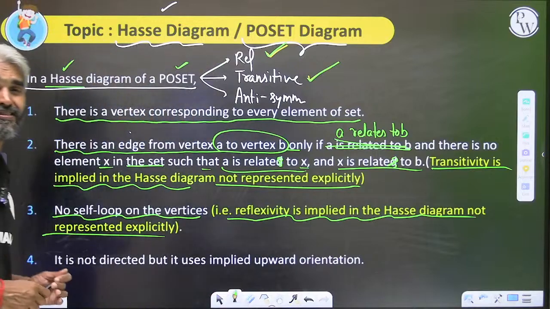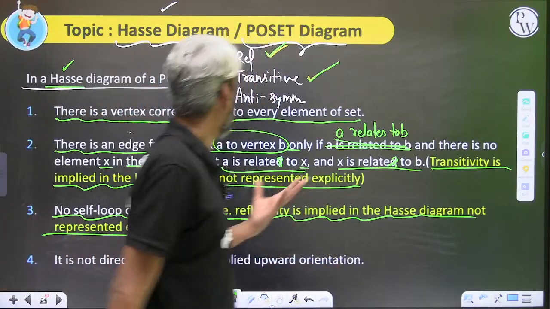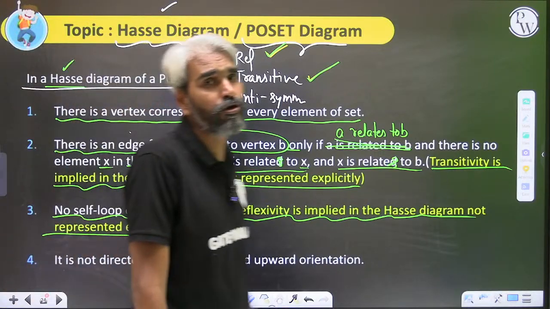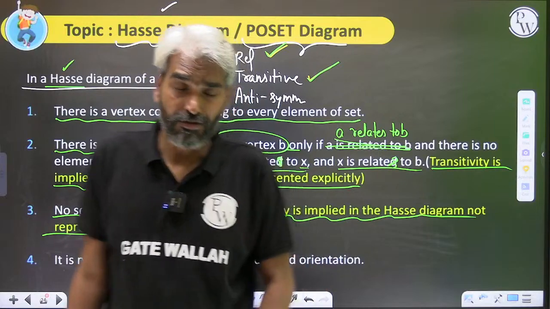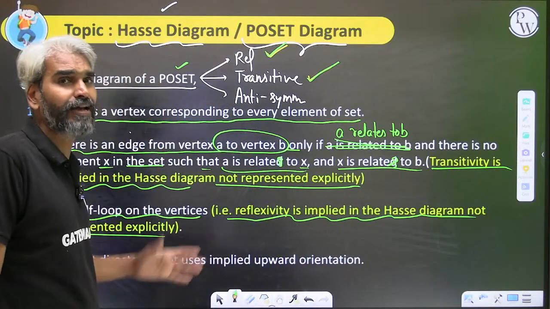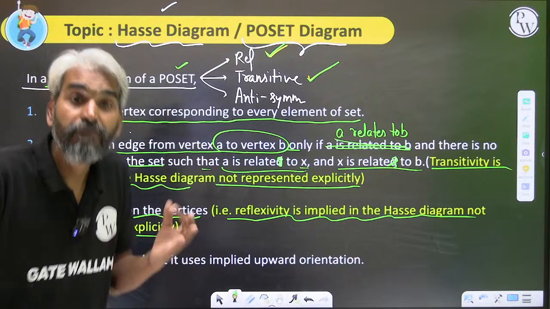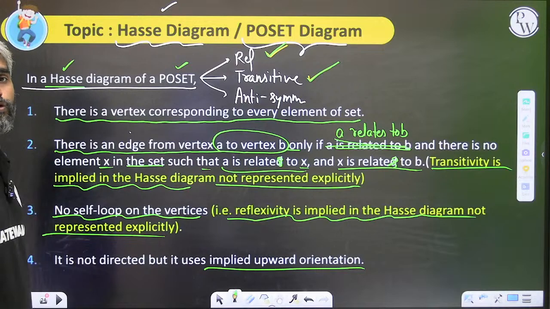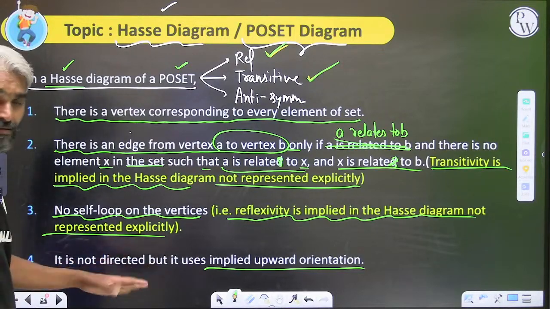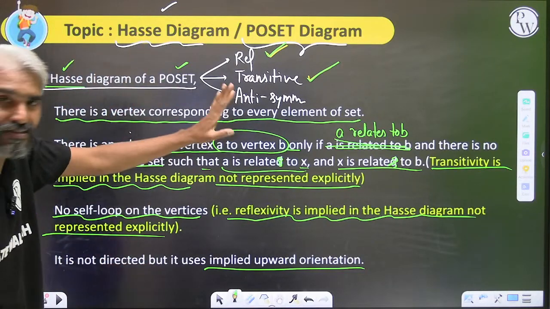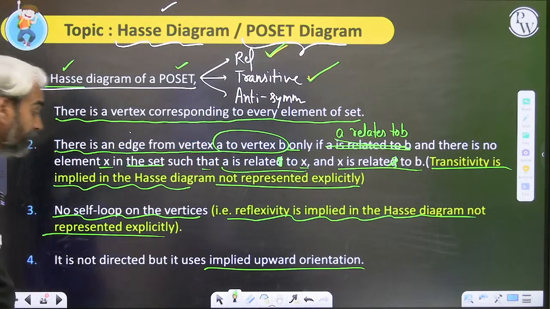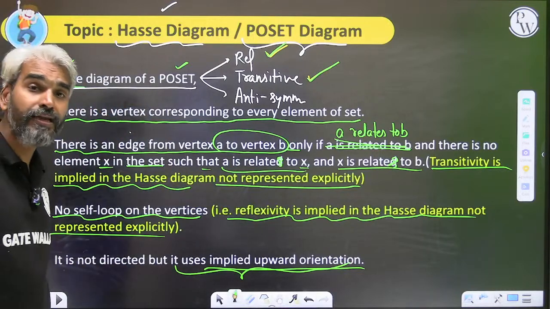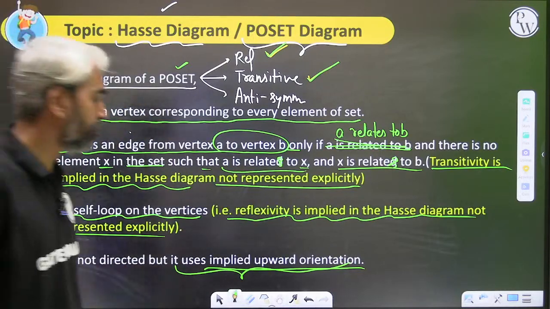But please try to understand, there are different authors. Some of them may represent the Hasse diagram using directed edges, and some of them may not use the concept of directed edge. While explaining the concept, I will also not use direction, but we use upward orientation. What do you mean, sir? It is not directed. Generally, Hasse diagrams will not be directed, but they use an implied upward orientation. What do I mean when I say it uses implied upward orientation?